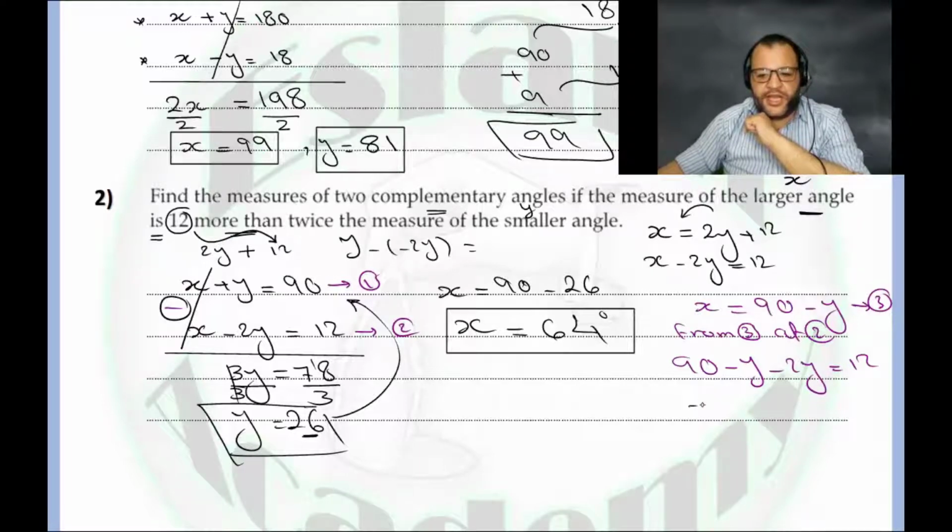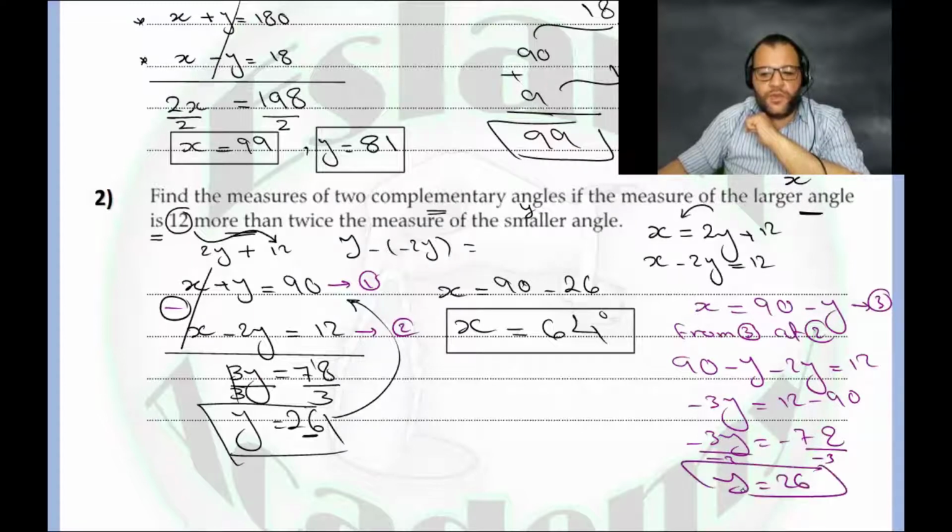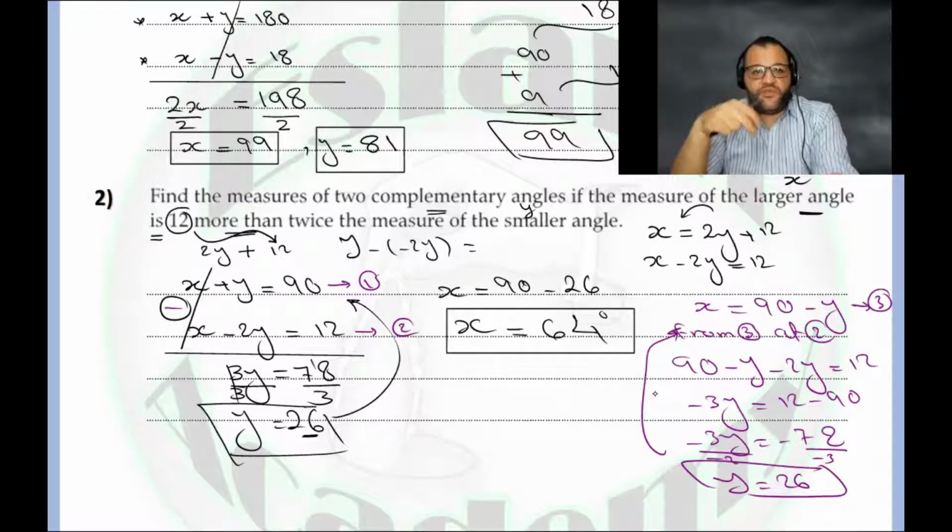So negative 3y equals 12 minus 90. So negative 3y equals negative 78. By dividing by negative 3, then y equals 26. Then by substituting in this equation, you will find the same answer. That's by using substitution. But because you have here two variables with the same coefficient, then you can use elimination directly.